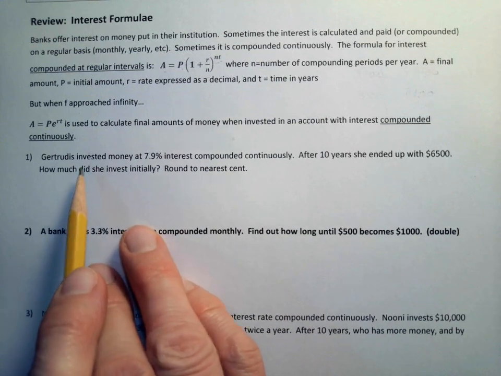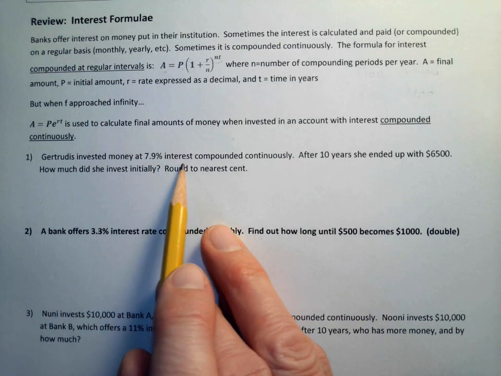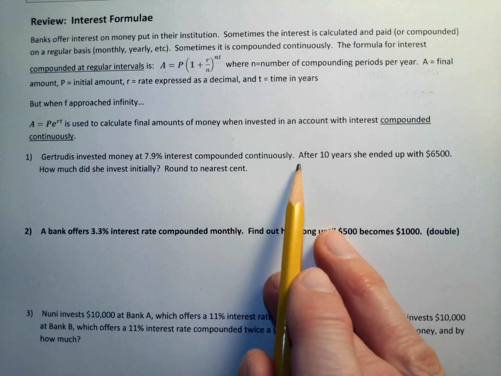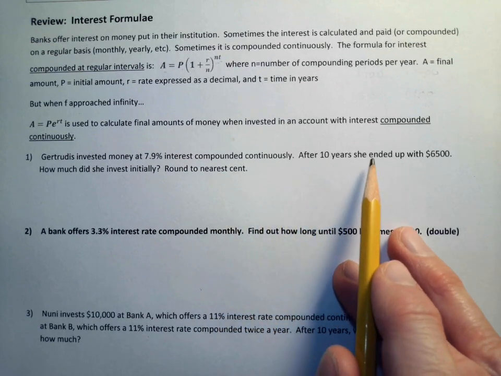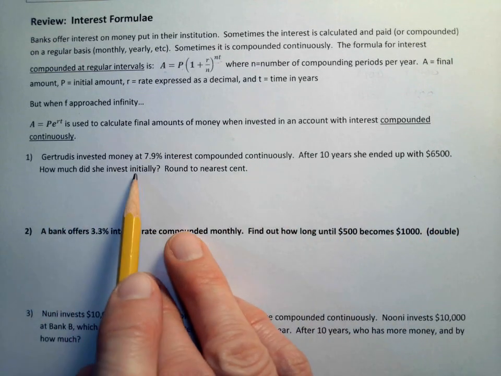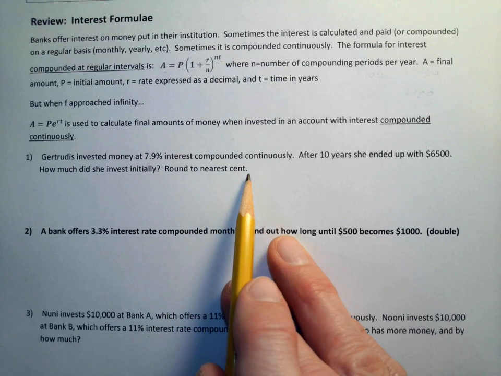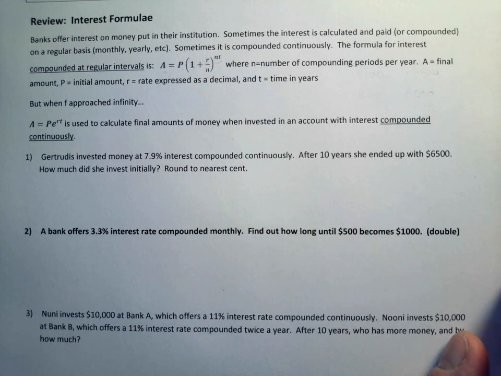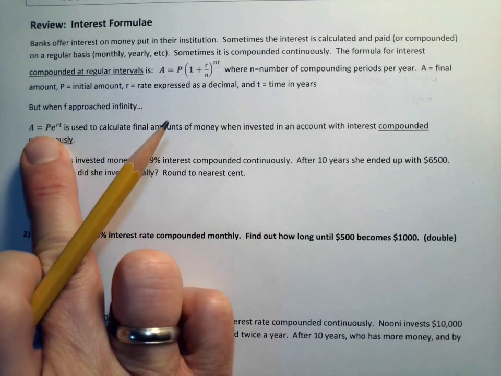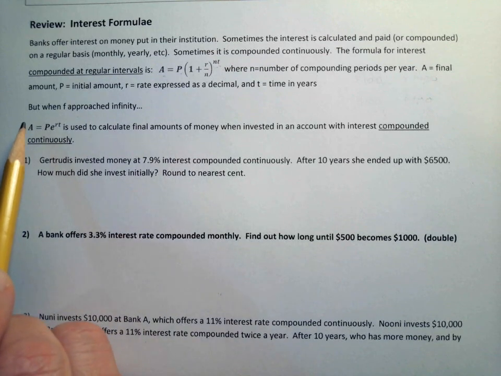Gertrude invests money at 7.9% interest, compounded continuously. After 10 years, she ends up with $6,500. How much did she invest initially? We'll round to the nearest cent. All right, so look at your formula compounding continuously. We're looking at how much she initially invested, so basically fill out this formula down here.